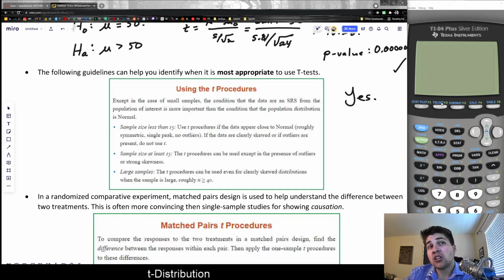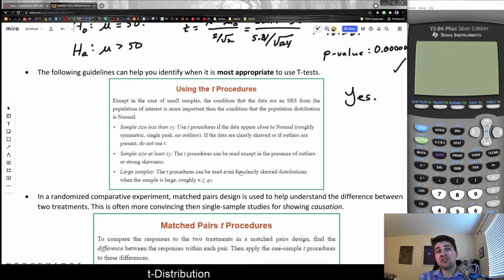And then if we're getting into large samples, anything more than 40, it says you can use the t-procedures regardless, even if it's clearly skewed or if there are outliers. So summarizing, t-procedures are great when you have large samples. It doesn't matter if the population is normal at all, again basically as a result of the central limit theorem.